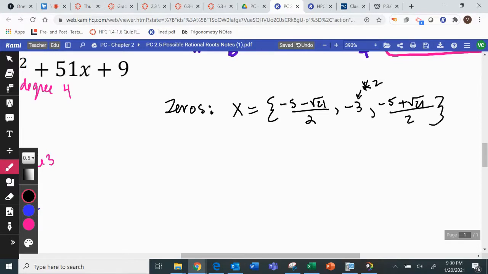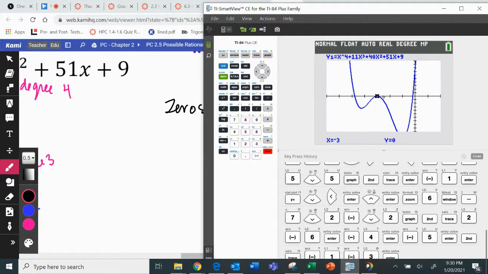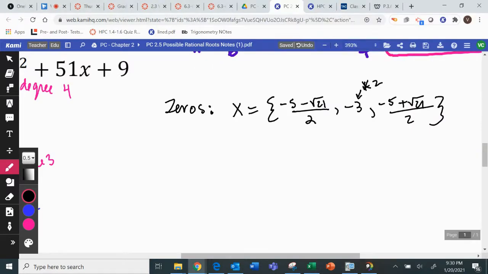So we've got our zeros from left to right. There were 3 zeros, and there were 3 places where it touched the x-axis. This one in the middle bounces, so technically there's 4, but 3 different ones. So to write these as factors, x equals, I feel like I want to separate this, negative 5 halves minus square root 21 over 2. I just feel like that would be easier. And then x equals negative 3, and then x equals negative 5 halves plus square root 21 over 2.